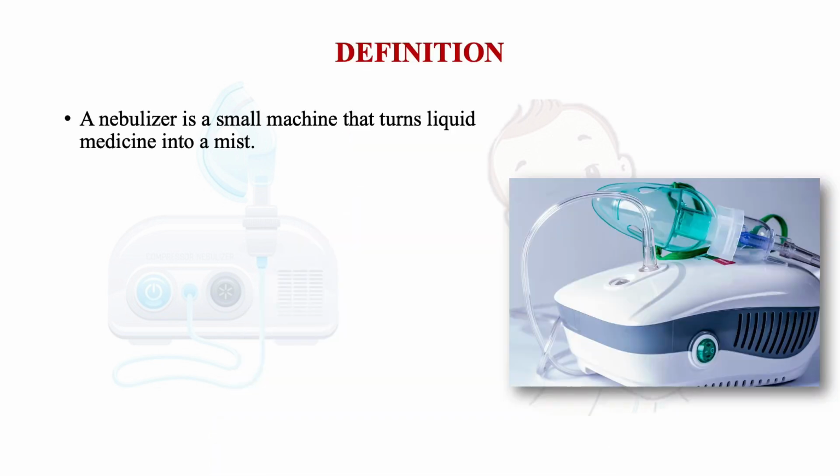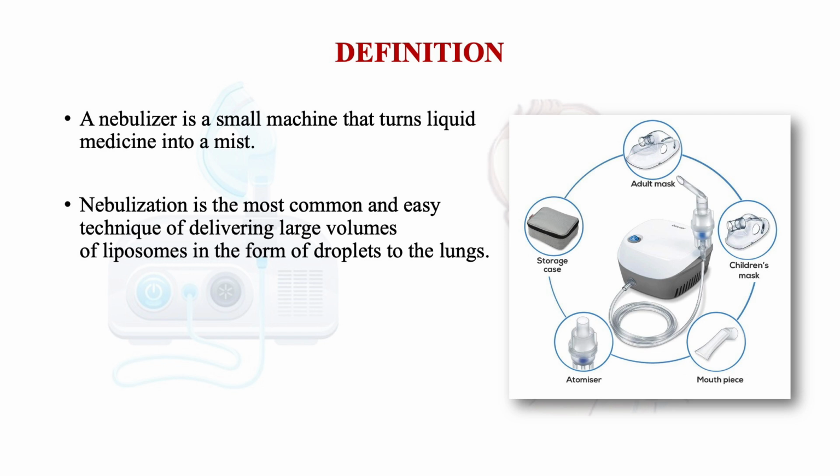So talking about the definition, a nebulizer is a small machine that turns liquid medicine into a mist. Nebulization is the most common and easy technique of delivering large volumes of liposomes in the form of droplets to the lungs. In the picture you can appreciate a nebulizer. This is the machine that is used for conversion of medication into droplet form, and these droplets are suspended in air that can be inhaled by the patient.